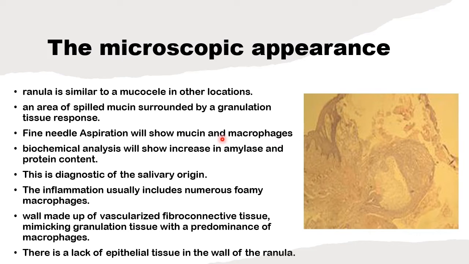Fine needle aspiration will show the mucin and the macrophages, and biochemical analysis of the aspirated fluid would show high levels of amylase and protein, confirming that the origin of the pseudocyst is salivary. The wall of the pseudocyst is made up of granulation tissue, fibroconnective vascularized tissue, and it lacks an epithelial lining. That's why it's a pseudocyst, not a true cyst.